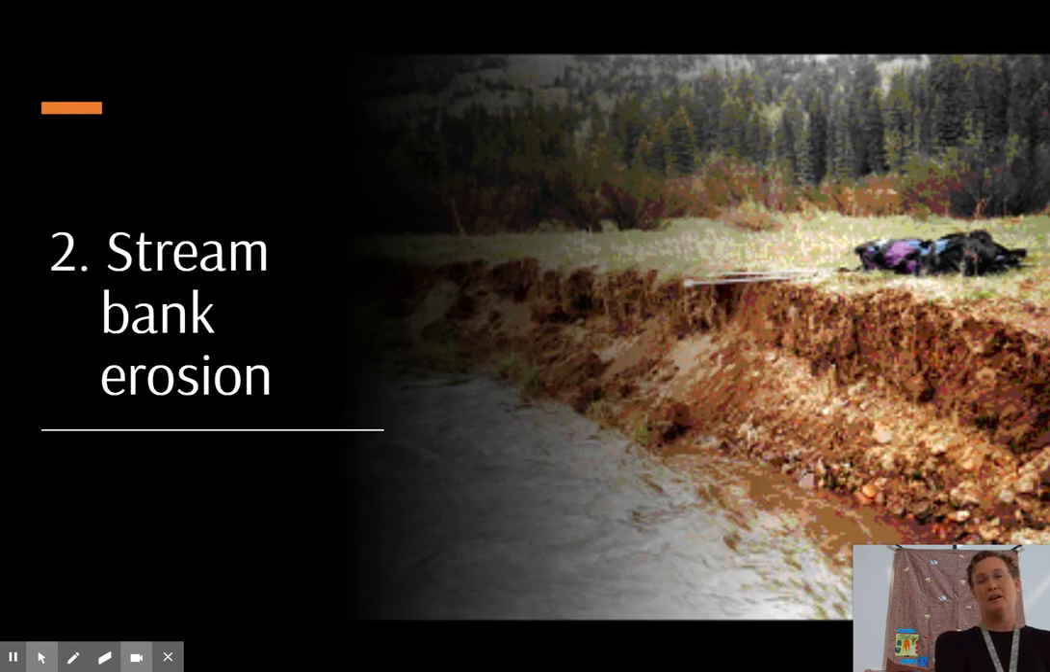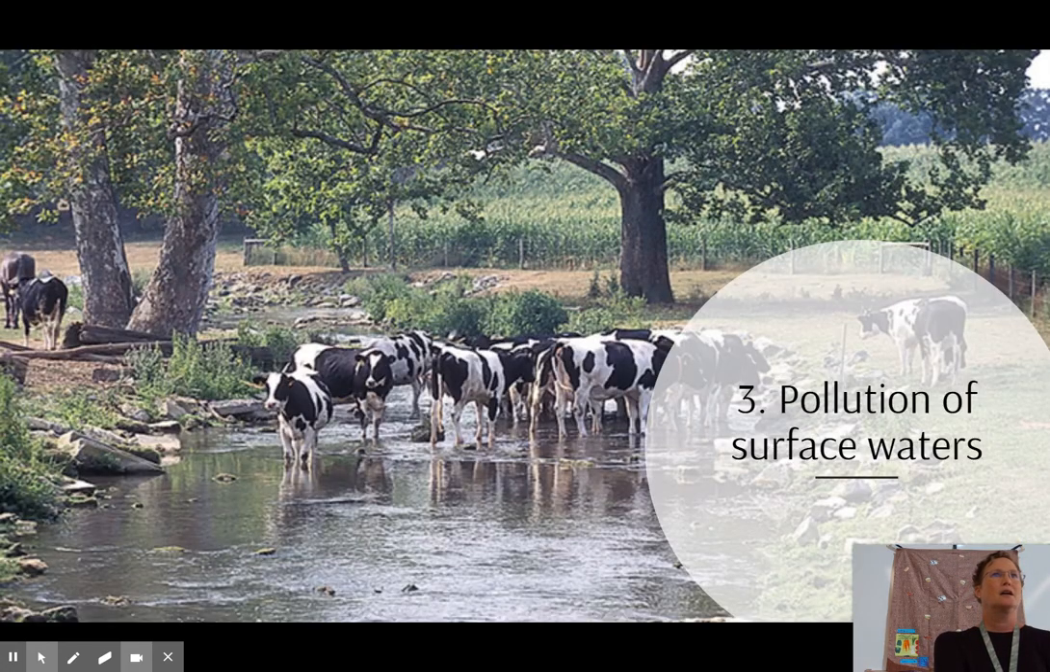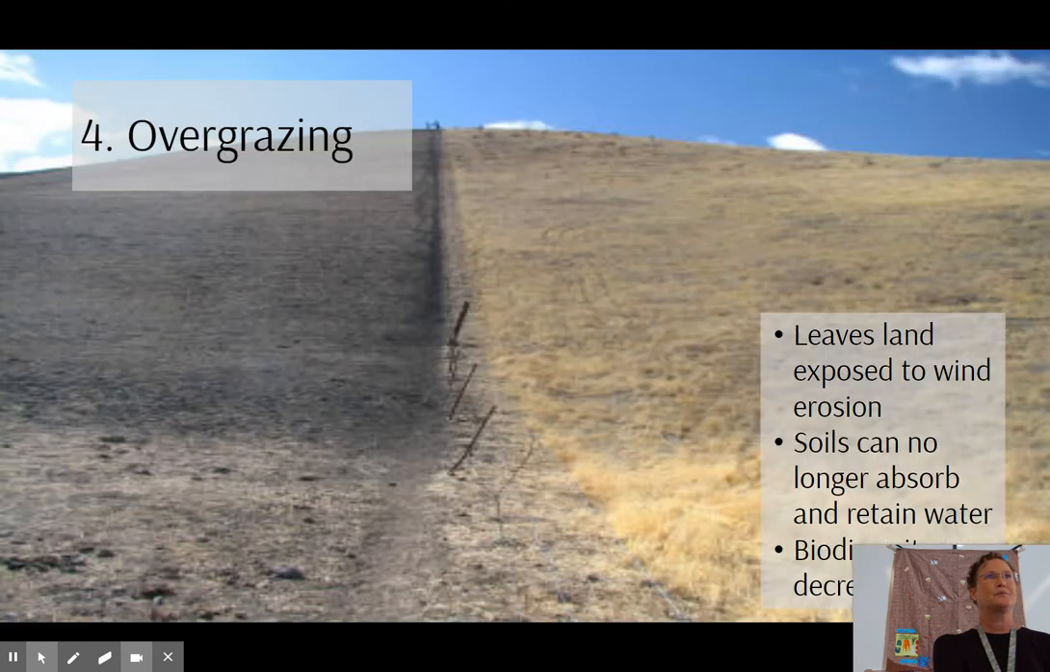You have stream bank erosion. So when the streams go through, it erodes the soil on the sides. There's pollution of surface waters. So if you have a lot of cows going to the bathroom a lot, it can get into the surface waters and contaminate those waterways.